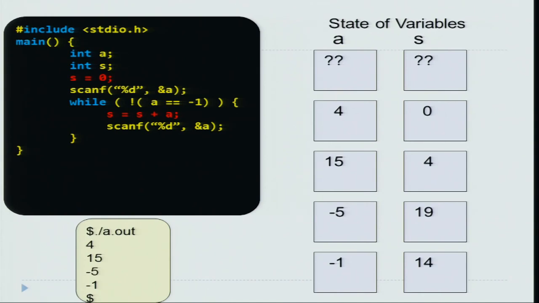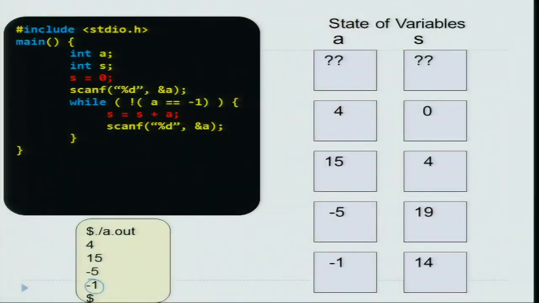When you verify it by hand, you would see that 4 plus 15 plus minus 5 is 14. So, the program has executed correctly. The important thing to note is that the final minus 1 is not summed up. It is used as the end of the input, and you should not compute the sum of the numbers including minus 1. Minus 1 is excluded, and the program executed correctly.